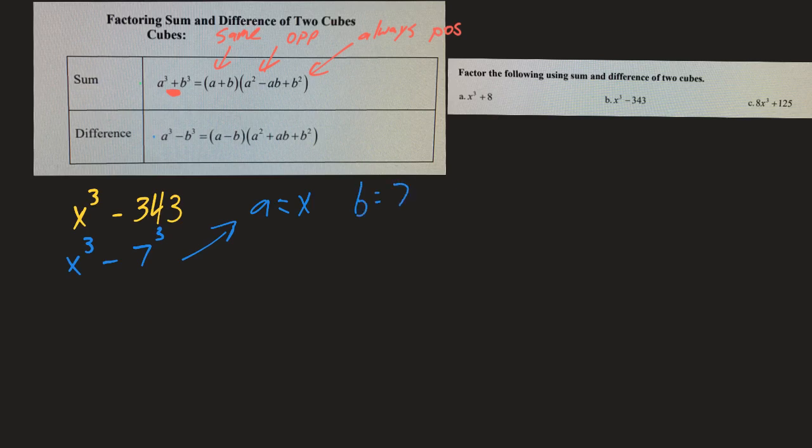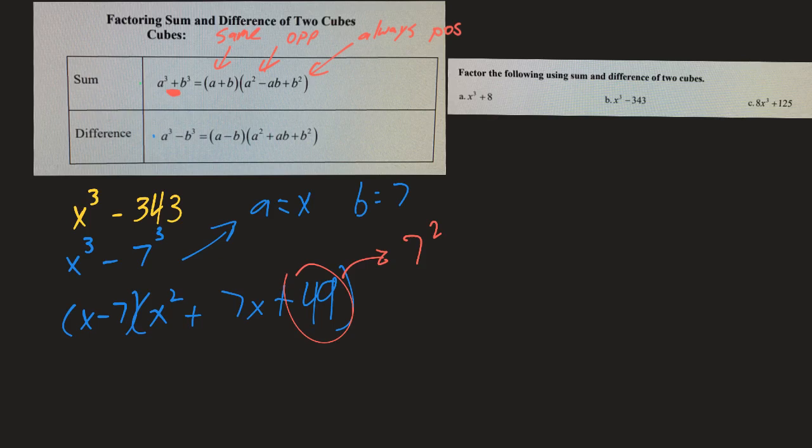And this time I'm going to end up using that difference formula. So here we go. We're going to lead with a minus b. So that's just x minus 7. A squared, so x squared, plus ab. So a times b, or x times 7, is 7x, plus b squared is 7 squared, 49. And there you go. There's my factored out form. Again, this 49, if you're missing it, is actually 7 squared, or b squared. Okay, so don't let that part throw you off.